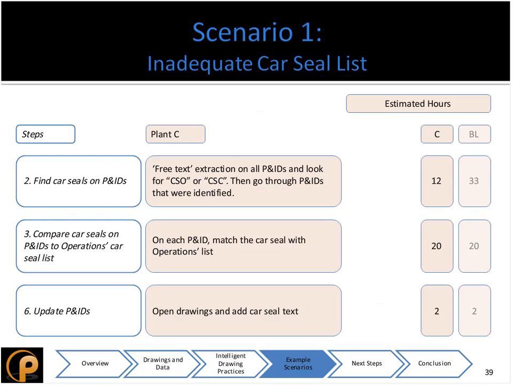So again, Plant C, with their limited drawing standards, their limited data integration, is able to shave off, you know, half the time it takes for that first step. The next 2 steps will be the same, right? You'll still need to compare your P&IDs with your operations list, and you'll still need to update your drawings.